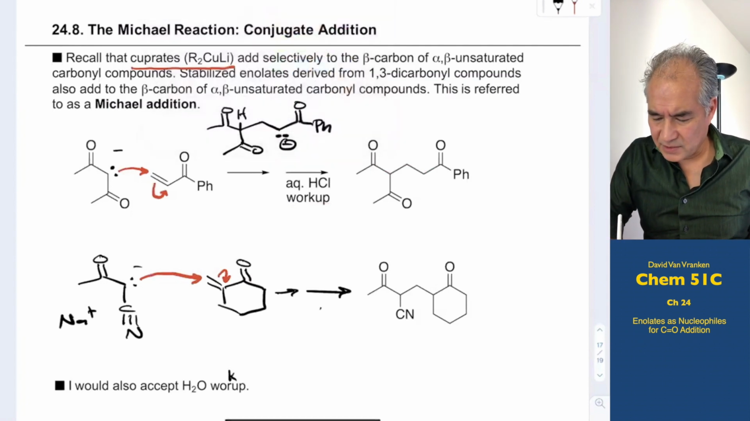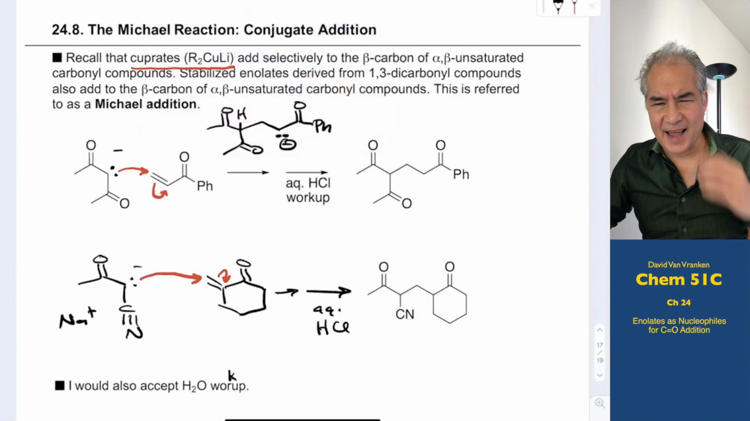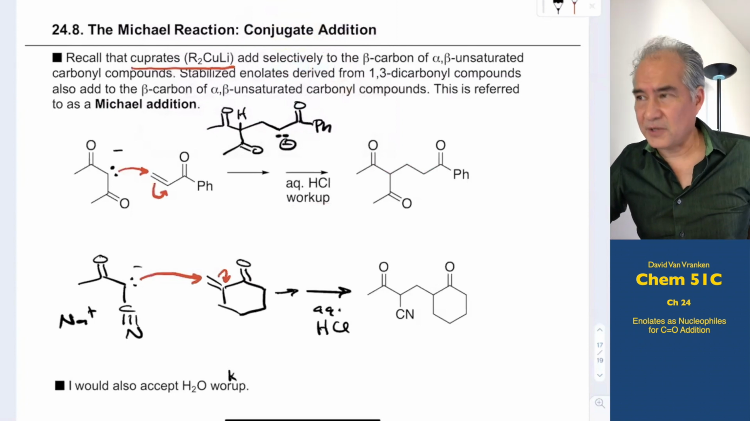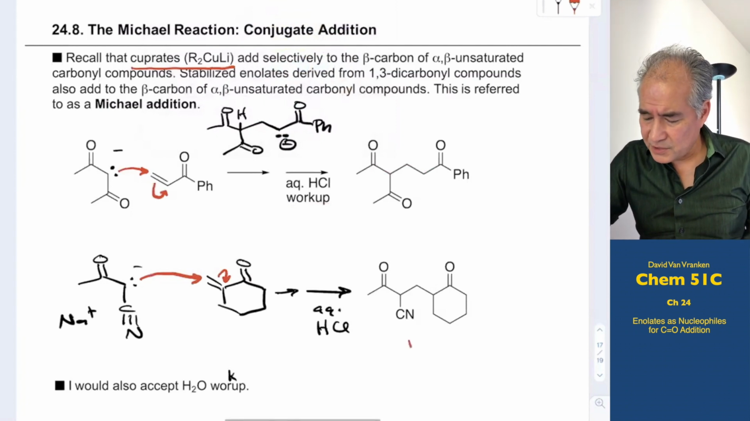using some sort of aqueous acid usually. Again, I would accept it if you wrote water there, but really you need aqueous acid because you have super stabilized enolates floating around in your reaction mixture. Be careful here. You might have noticed that this generates two new stereogenic centers. And so this ends up being created as a mixture of diastereomers.